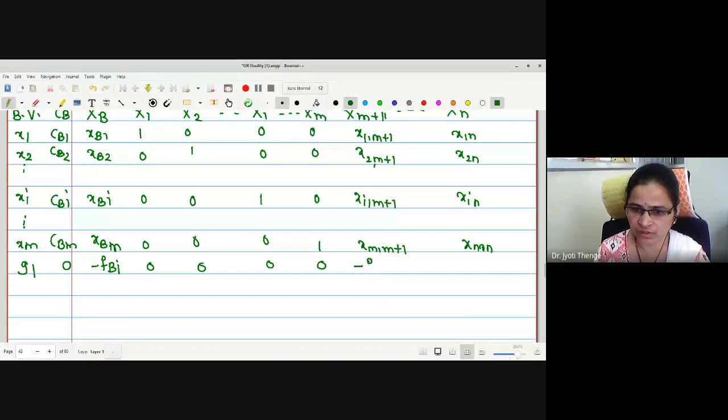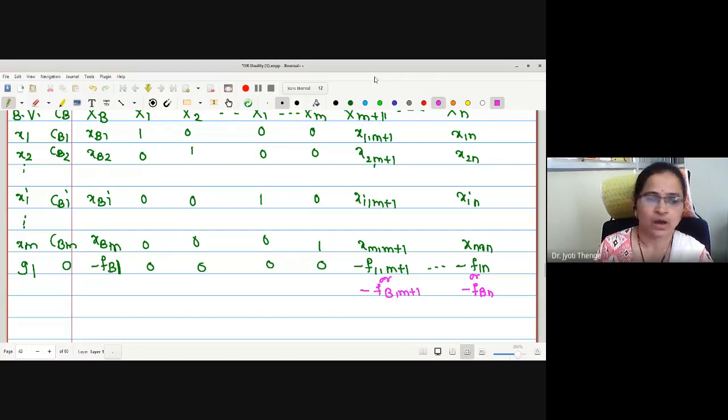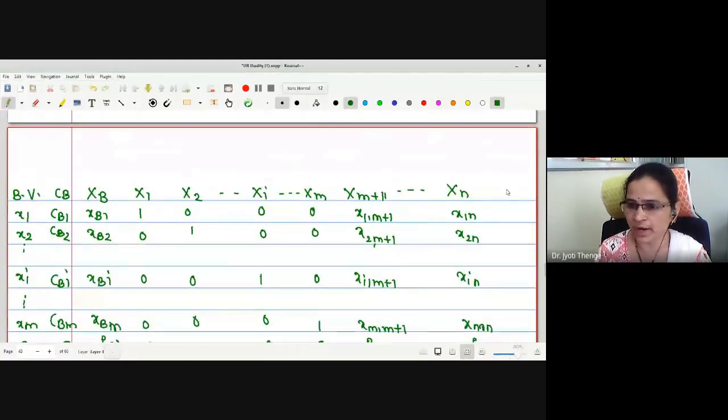The point is okay to everyone? Yes, ma'am. f1 m plus 1 if I am writing for i equals 1. Here it is fb1, and here it is minus f1 n. Or this can also be written minus fbm plus 1, or it can be written as minus fbn also. Okay, one basic variable is also added. Let me call it g1. Correct now?